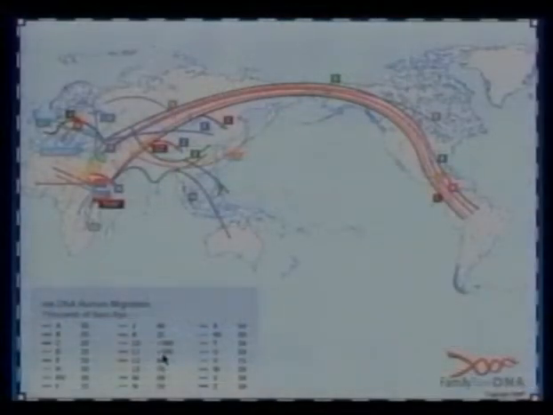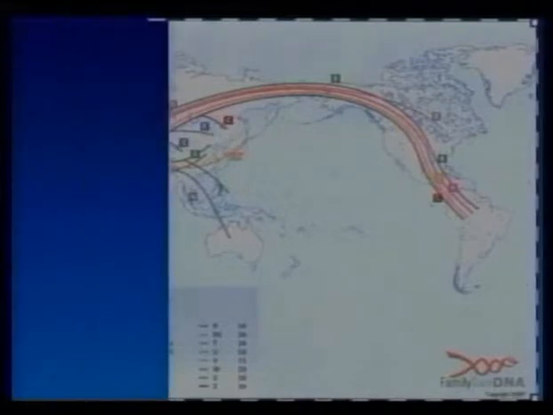Some of these go back more than 100,000 years. Again, this L, which seems to have stayed in Africa, seems to be only down there, and then some of the others came over here, and so on.